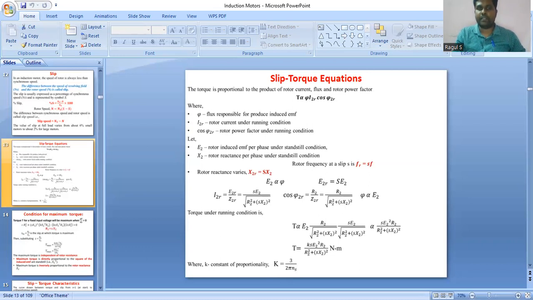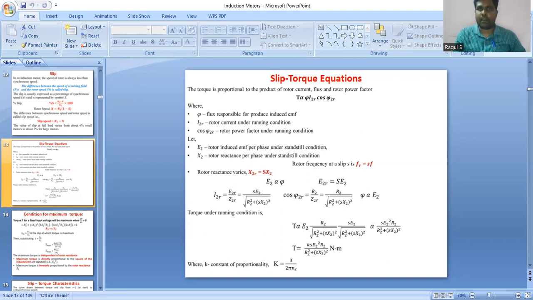Normal operating region: in this region, the slip value is low, and the speed also varies very little, because the speed value will be gradually reduced to reach zero. The motor operates in this region continuously. That is why this region is named the normal operating region. These are the slip-torque characteristics.